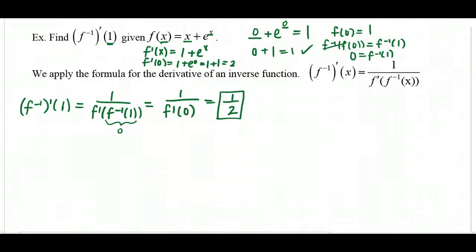So f inverse prime of 1. The first step was to plug the 1 into the formula, 1 over f prime of f inverse of 1. And from there, there are going to be 2 steps. Find f inverse of 1, find that numerical value, and once we do that, substitute that numerical value into f prime, into the derivative, but that means we need to find the derivative. And then finally, 1 over that derivative evaluated at that inverse number is going to be the final answer. So in this case, 1 over 2.